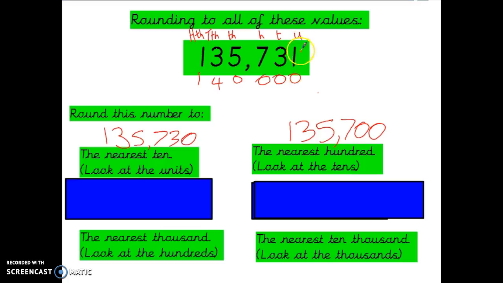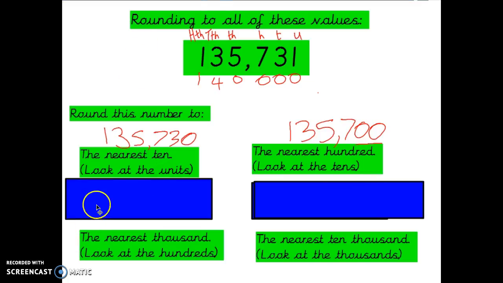It's 1, so I need to round it down to the nearest multiple of 10. 135,730 is still a multiple of 10. It has a 0 at the end. Okay, let's have a look at it to the nearest 100. I look at the number in the tens column. It's 3, so I'm rounding down. 135,700 is a multiple of 100. It's got 2 zeros at the end, so I know that I'm in the right place. And I've rounded down to the nearest multiple of 100.